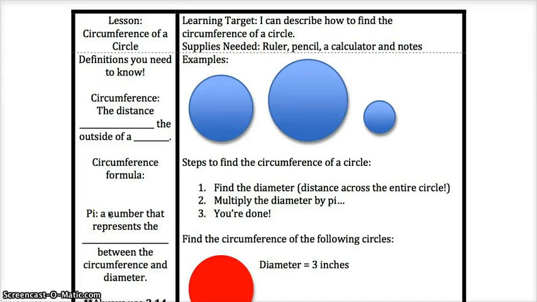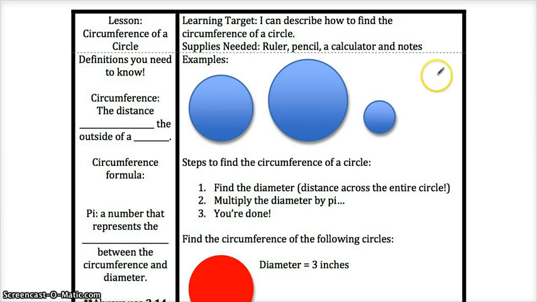Hi students, today we're looking at the lesson Circumference of a Circle, and the good news about this lesson is it is very simple. I think you will like it a lot. We're continuing on with geometry, and your learning target is I can describe how to find the circumference of a circle. You won't need a ruler, you'll just need a pencil, a calculator, and these notes to go along with the lesson.